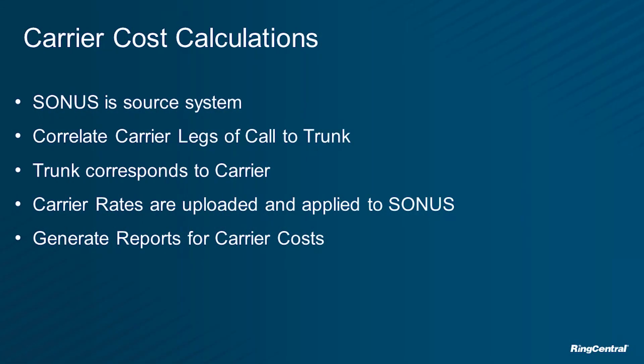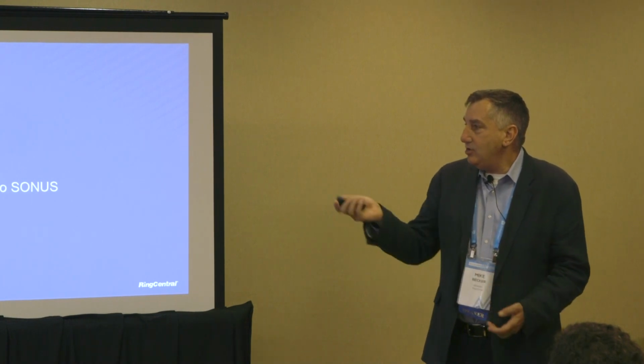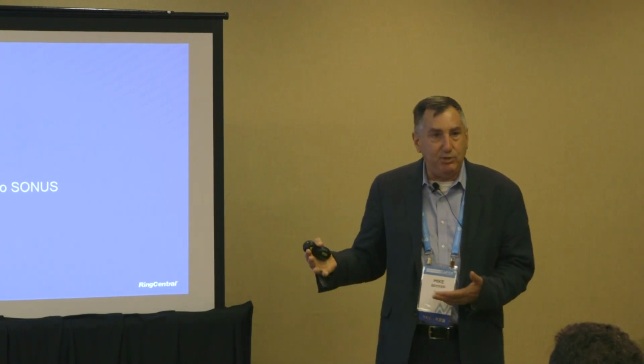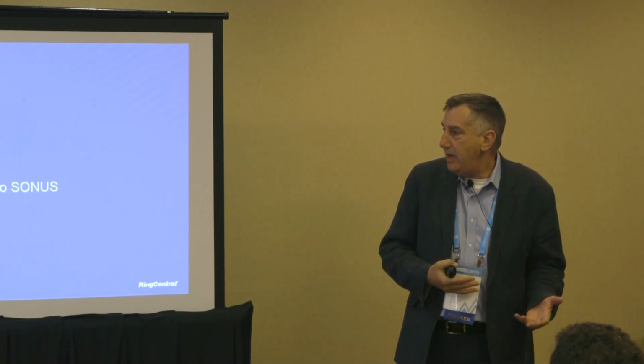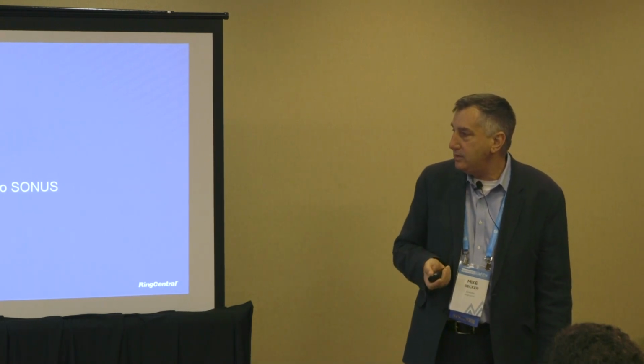And so what we do is we take that Sonus source system, and then we correlate the carrier legs of the call to the trunk. For instance, a trunk would be like a presence for a provider. So AT&T will have a trunk in San Francisco, San Jose, New York City, Atlanta, and Miami. Basically, we route the traffic to those different trunks depending on the call profile, and those trunks correspond to carrier. Then the carriers give us their rate tables, and we upload those rates onto our Hadoop platform, and then we correlate those rates to the calls, and then we're able to generate reports for carrier costs.